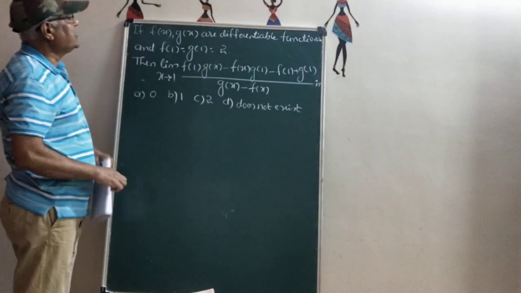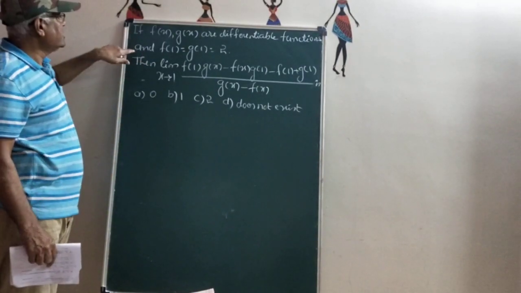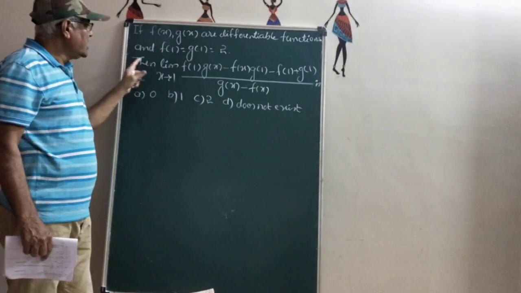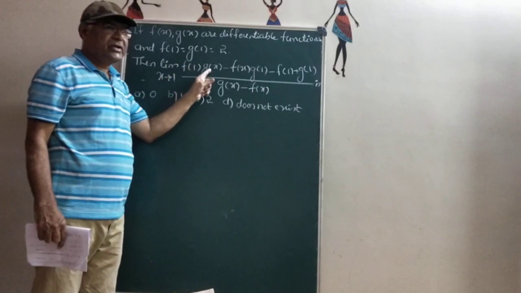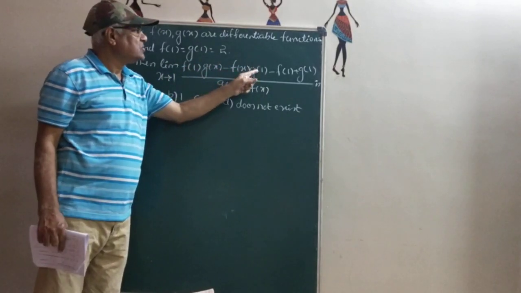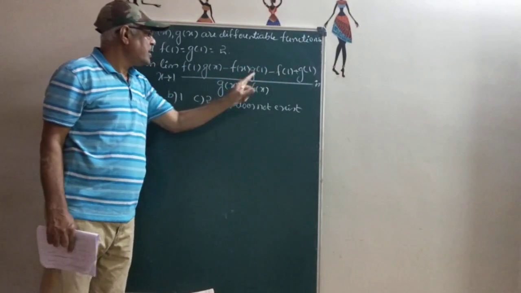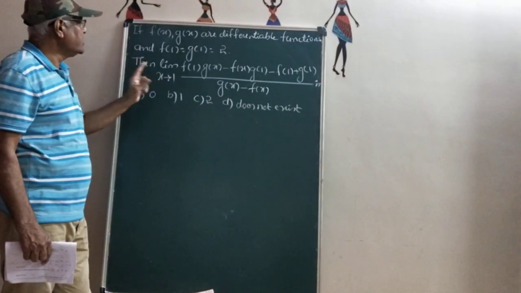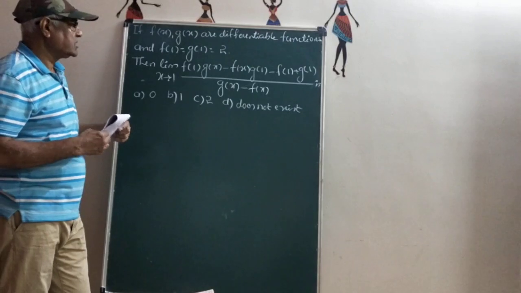f(x), g(x) are two differentiable functions and f(1) = g(1) = 2. Then the limit of [f(1)g(x) − f(x)g(1) − f(1) + g(1)] divided by [g(x) − f(x)] as x tends to 1 is equal to. That is the question asked here.